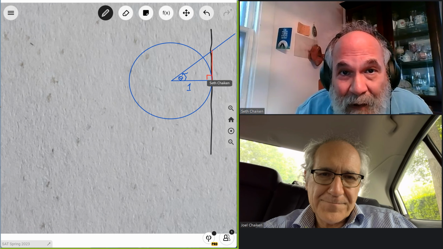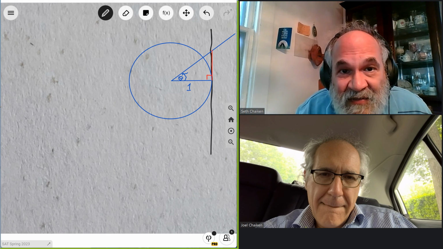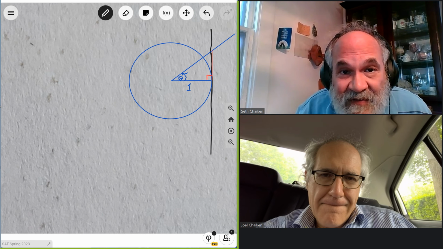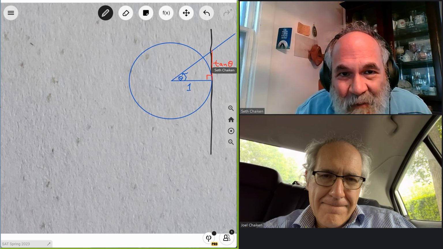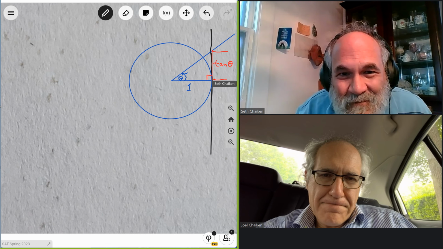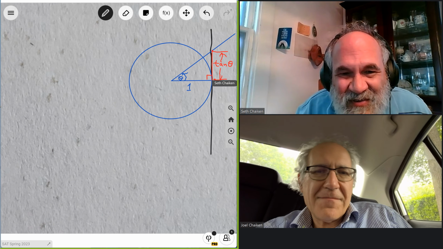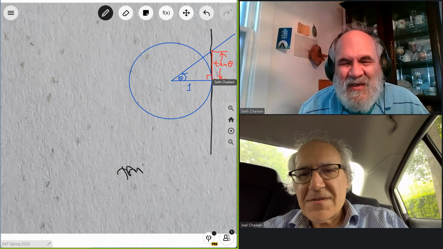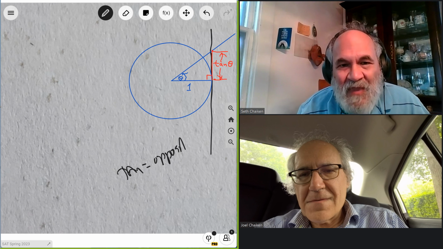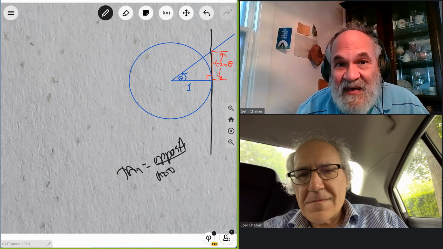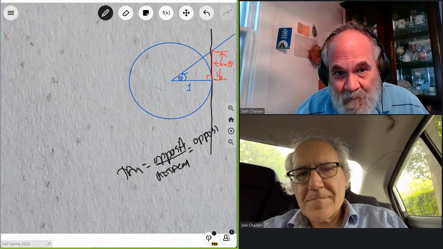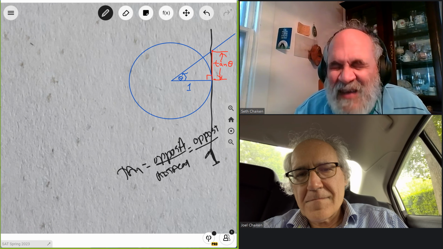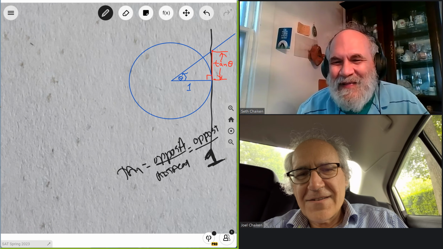And what we have is that the length of this segment is the tangent of the angle. The segment that has the tangent marked off on it is a segment of the line that's called a tangent. Wow, look at that.